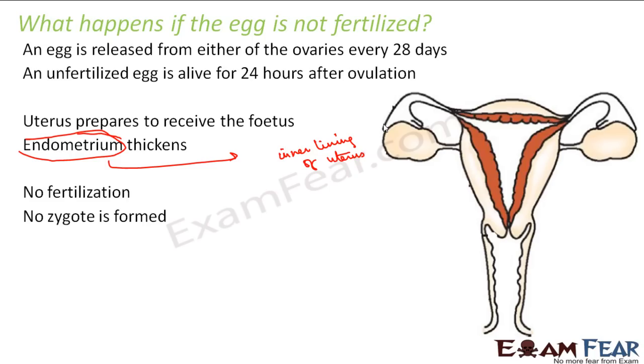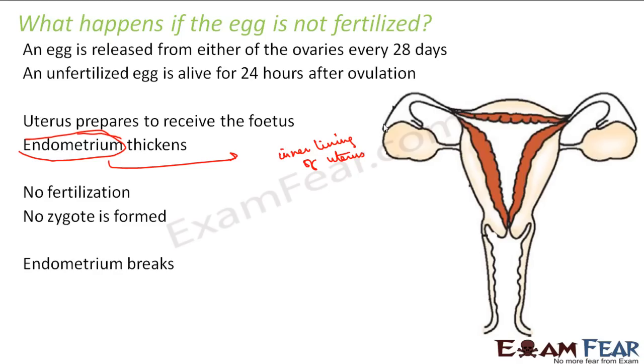Now what happens to the uterus? Uterus did so much of preparation. The uterus thickened its endometrium, which is now fully vascular, that means which is fully supplied with blood vessels. Now what will happen to that endometrium? Now this thick endometrium is of no use, right? So now what will happen?